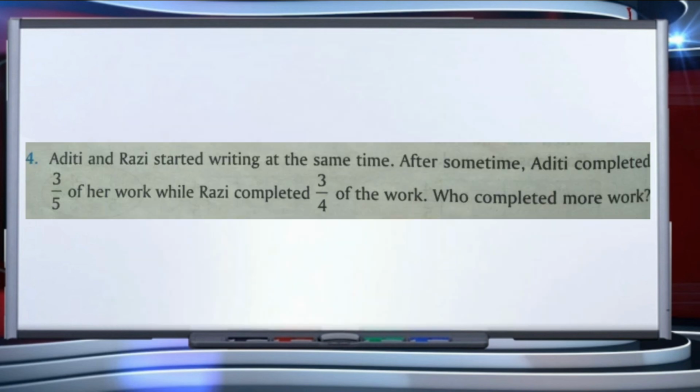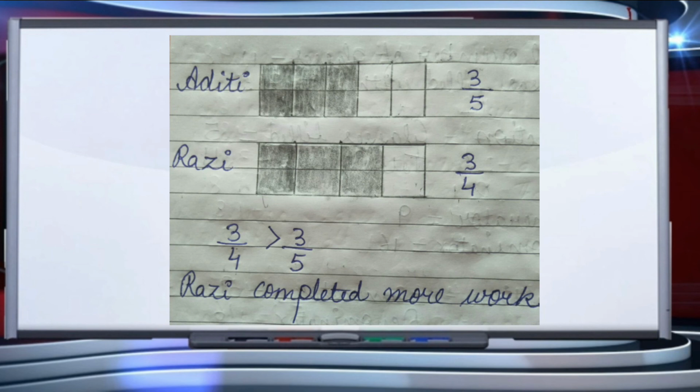Fourth question is, Aditi and Raji started writing at the same time. After some time, Aditi completed 3/5 of her work while Raji completed 3/4 of the work. Who completed more work? Now again we will draw the work completed by Aditi and Raji.